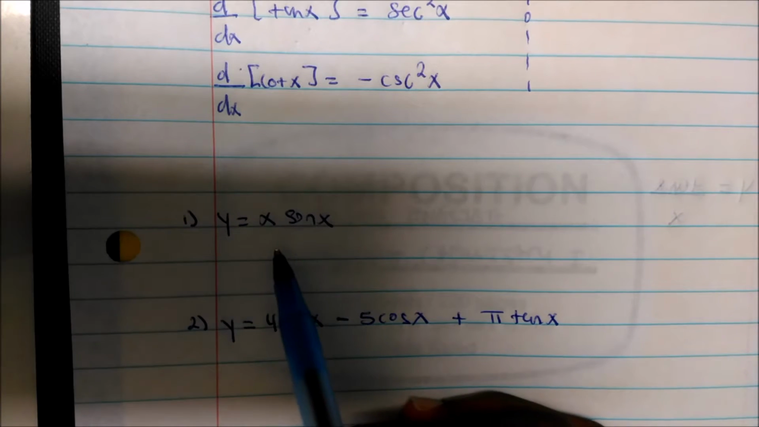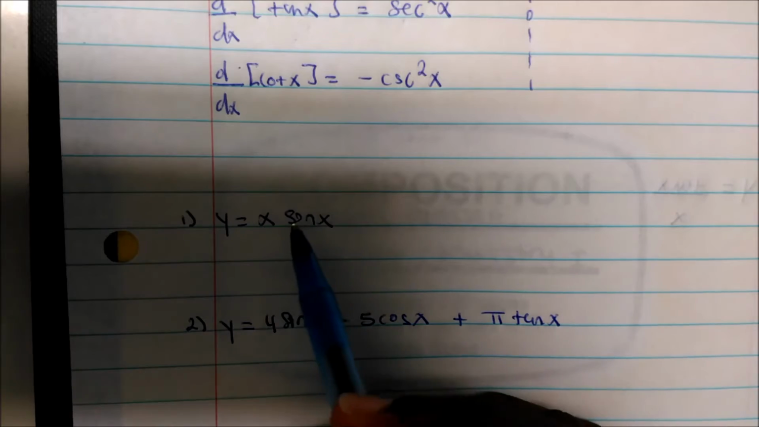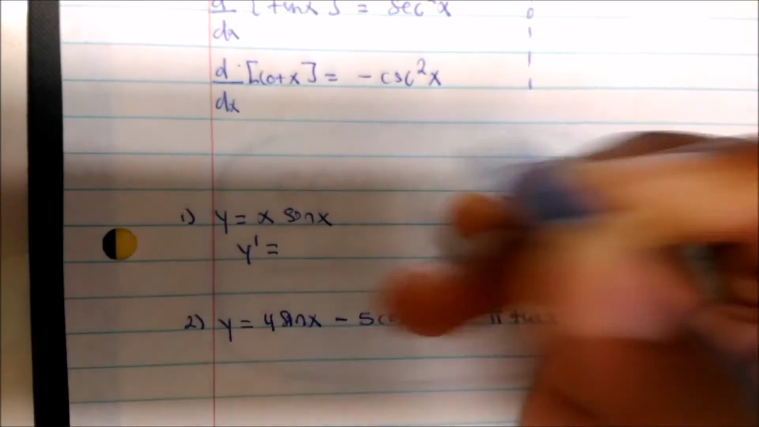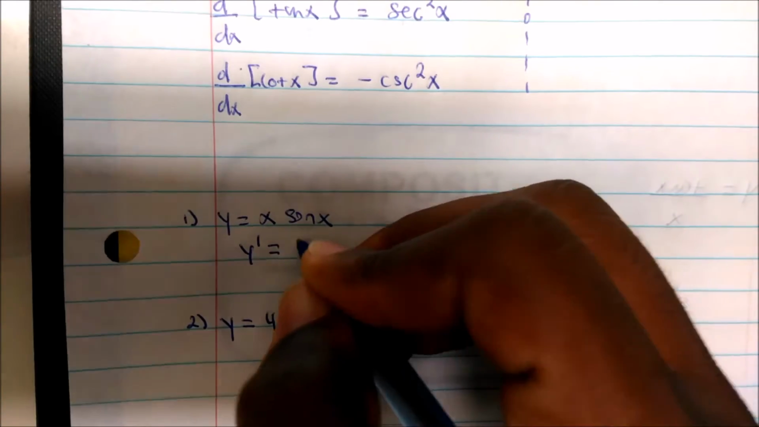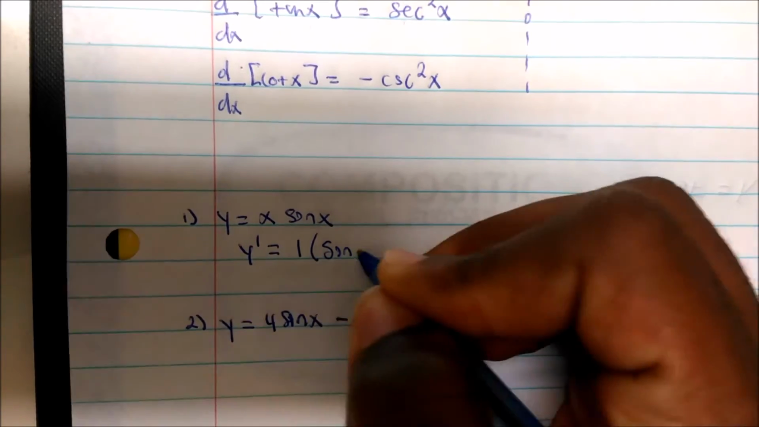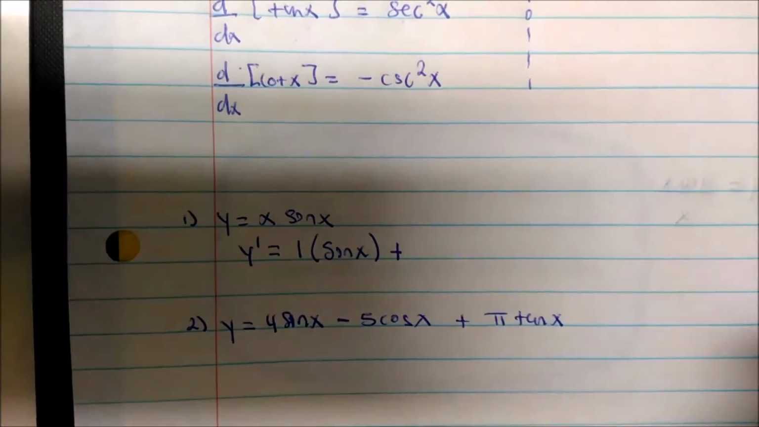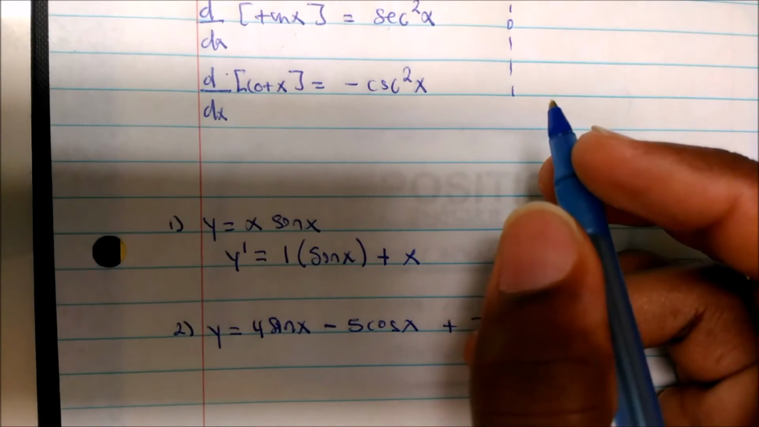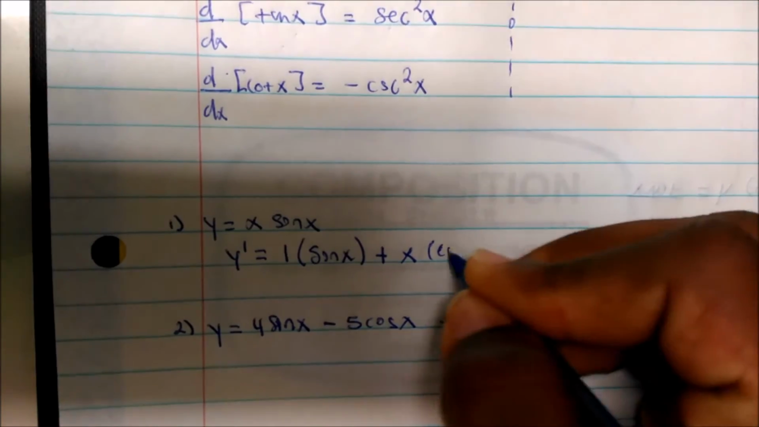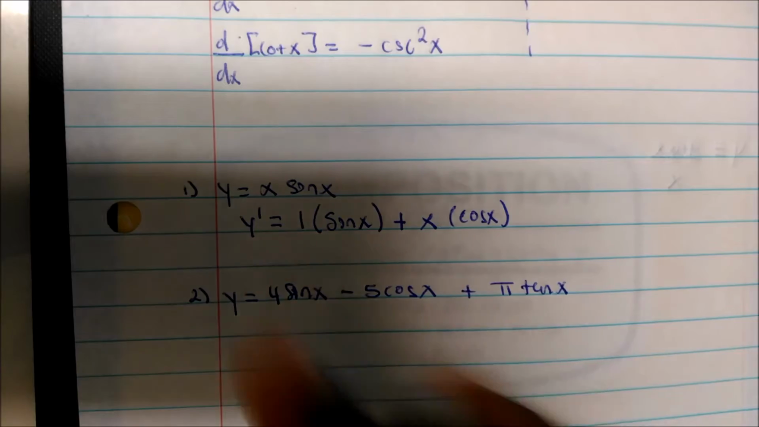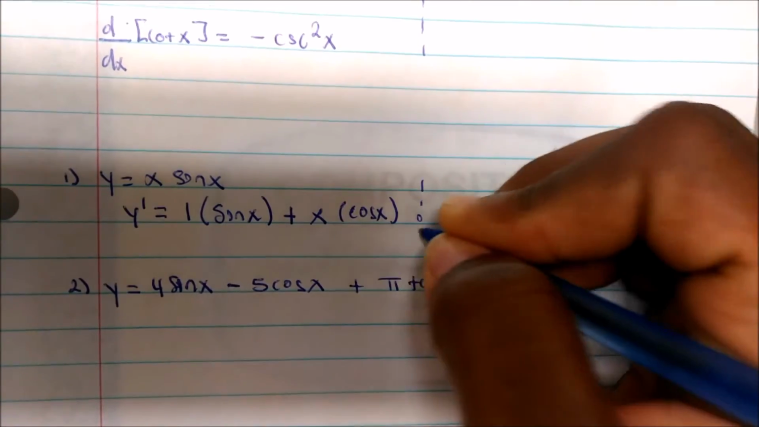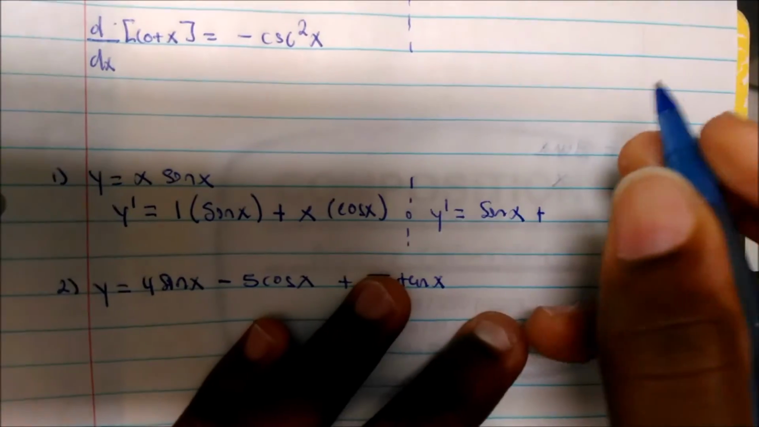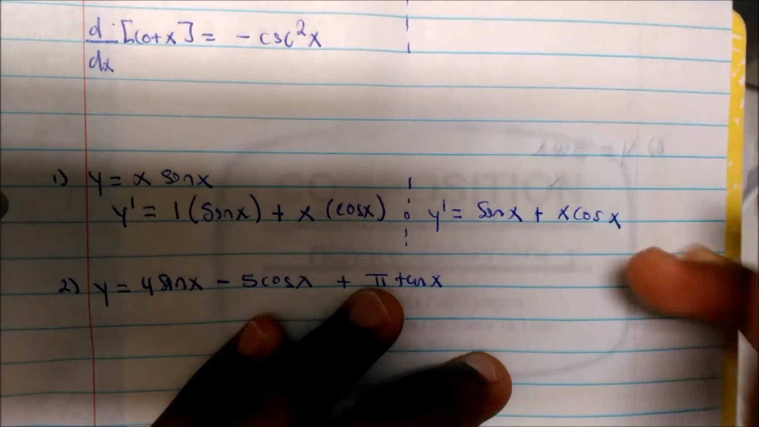The derivative of x sine of x. Again, I see this as a product rule. So I'm going to say y prime is going to equal the derivative of x, which is just 1, times plain old sine of x, right? Product, so I'm going to put my plus sign, put back my x, and then multiply by the derivative of sine of x, which is just cosine of x. So my answer will just be y prime is equal to sine of x plus x cosine of x.